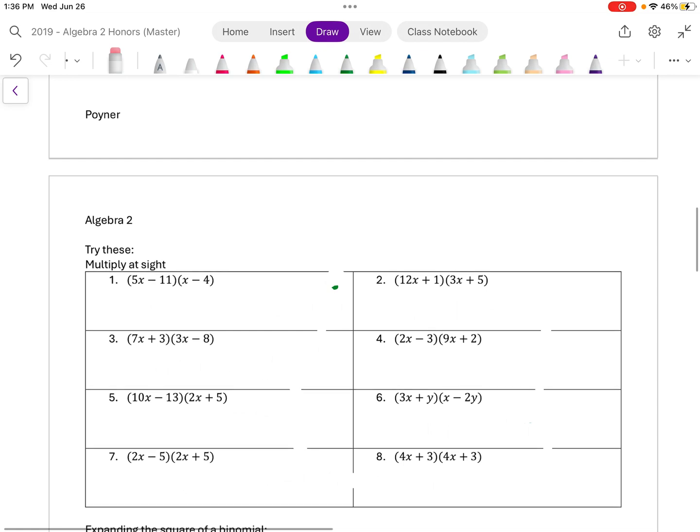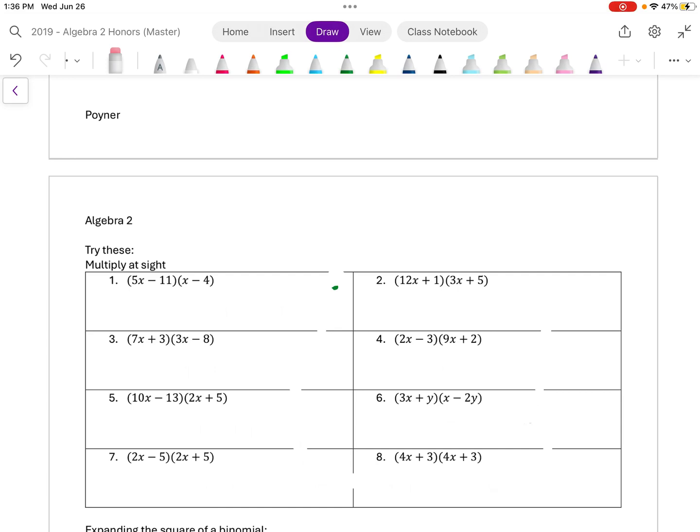So I want you to actually practice doing this for the next 8 problems. Pause the video right now and try these. The only way you're going to get good at doing this in your head is to do a bunch of them. Like if you look at question 1, the first is going to be 5x squared. The outer is negative 20x and the inner is negative 11x. When I add those two together, it's going to give me negative 31x. And then the last is going to be plus 44. So my expectation is that you could do all of these at sight. Please go ahead and pause it and try them.